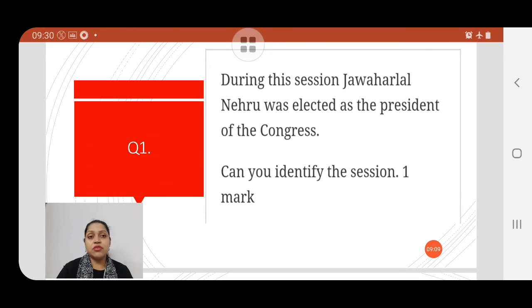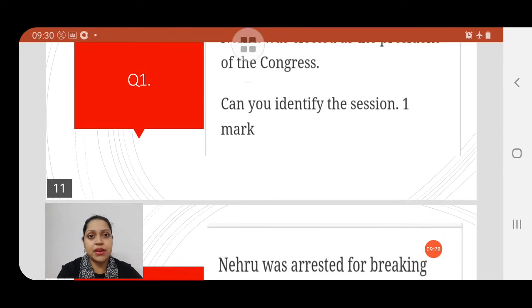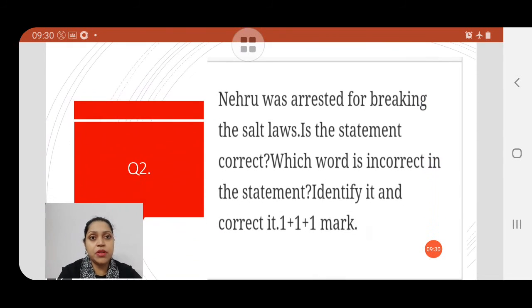Then we have question number 1. During this session, which session we don't know, Jawaharlal Nehru was elected as the president of the Congress. Can you identify the session? Very easy. I know you know the answer. Write it down as homework. I'll upload it in the Google Classroom for 1 mark.